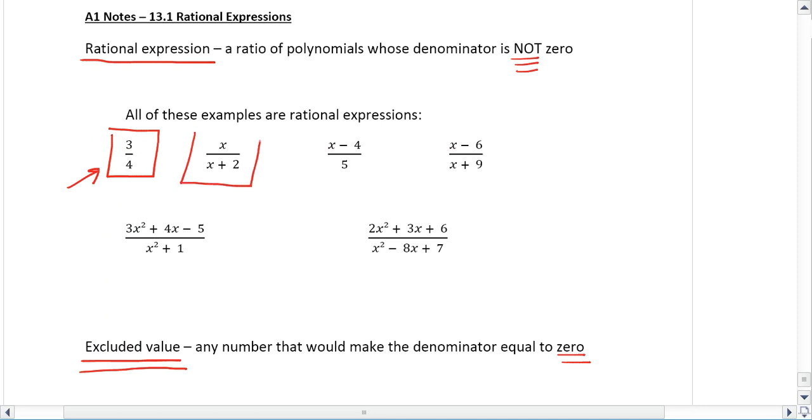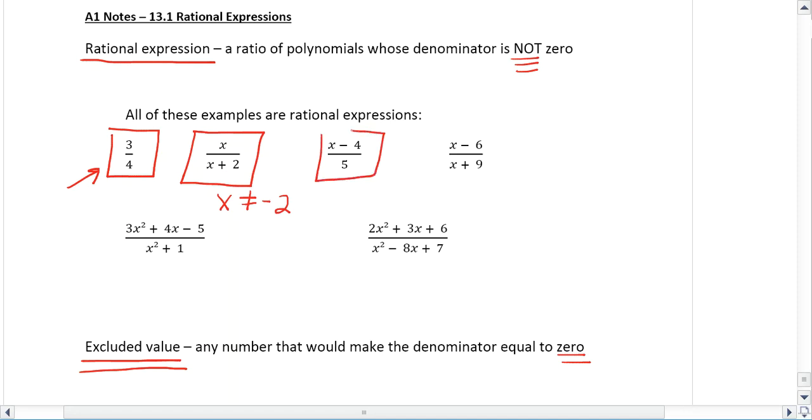Now let's look at x over x plus 2. If x was equal to -2, this denominator would be 0. Therefore, x cannot be equal to -2. -2 would be an excluded value.